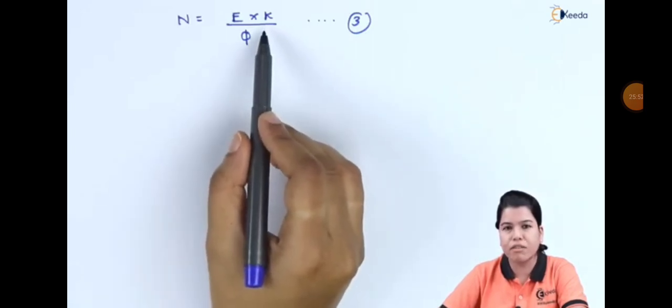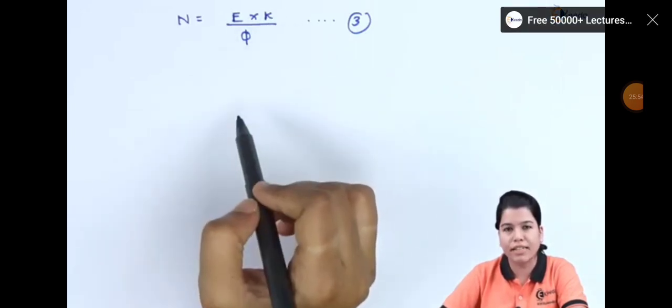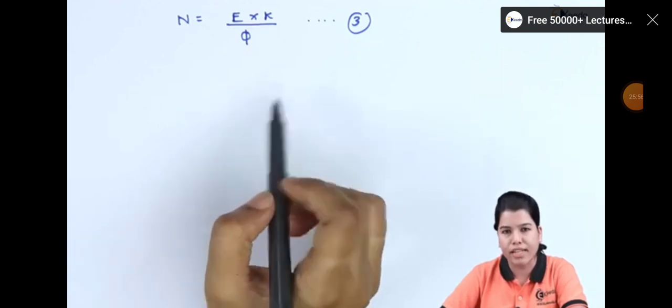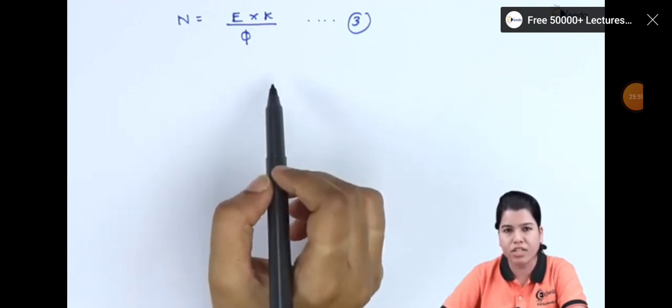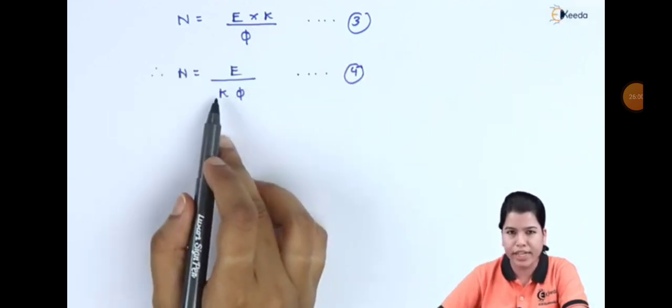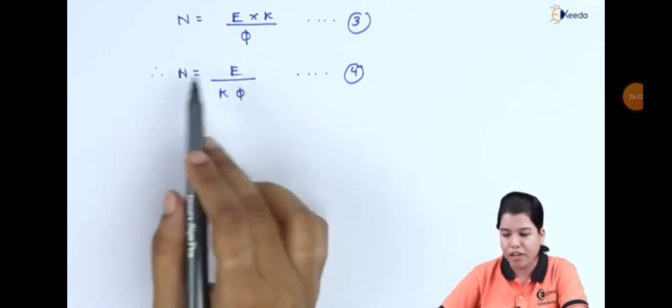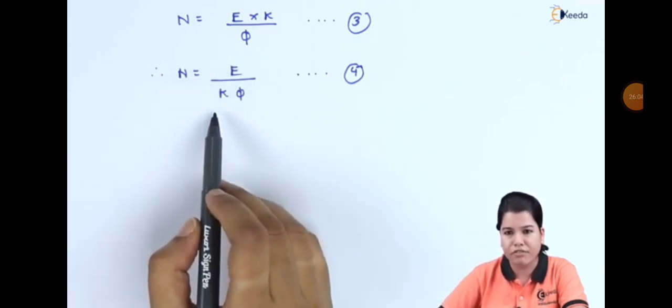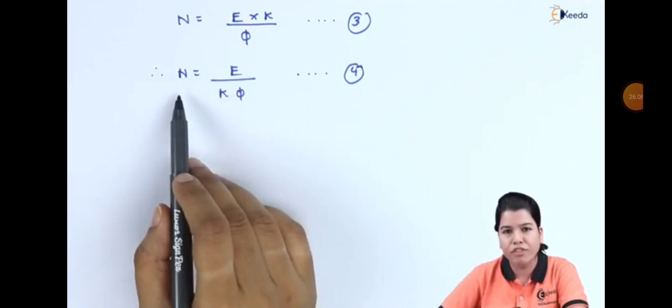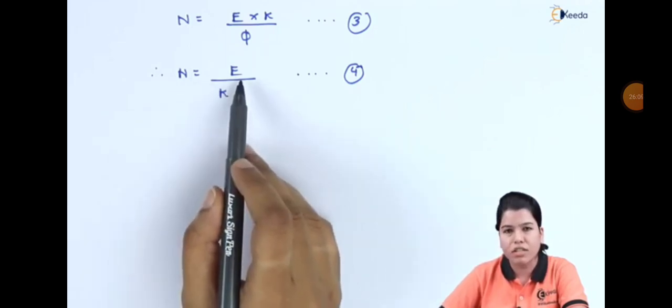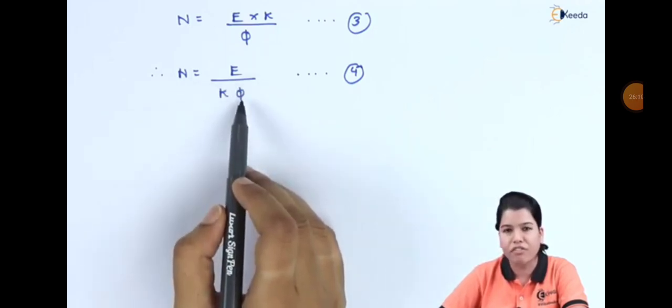If we take the reciprocal of this K, which is constant, then that value will also be constant. Hence, we can again rearrange this equation as N is equal to E divided by Kφ. If we see from this equation, we can say that the speed of the DC motor depends upon the generated EMF E and the flux φ.